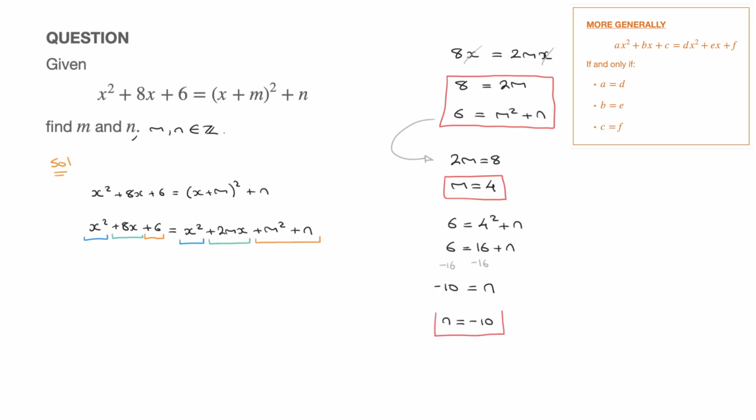And that's the answer. And so we could state our final answer at the bottom right-hand corner here and state m equals 4 and n equals negative 10. And there we have it. That's how we can solve this IGCSE Extended Mathematics Paper 2 question on quadratics and equating coefficients.